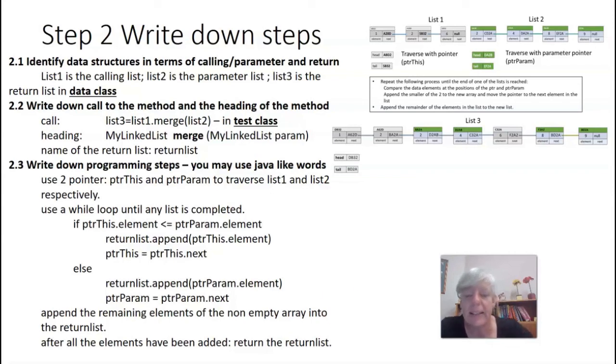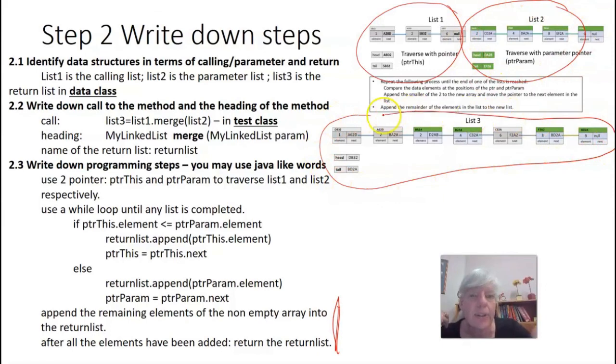And that is this part here. So now you understand the general case. You understand the idea of a calling list and a parameter list and a return list. It's rather important that you do that. Okay, let's take a break so that you can re-watch this before you continue.